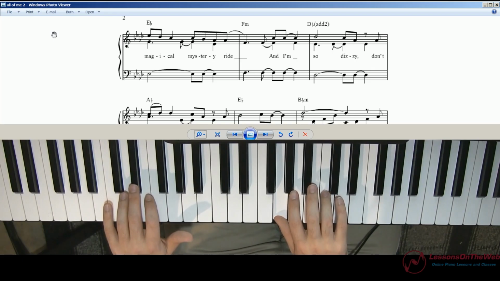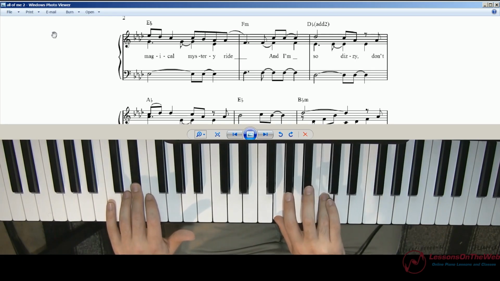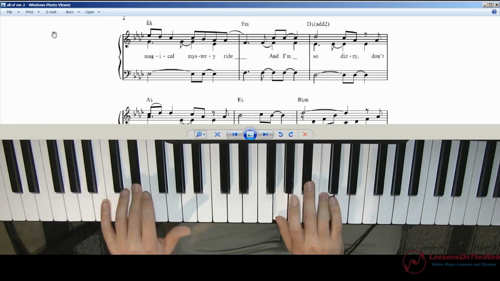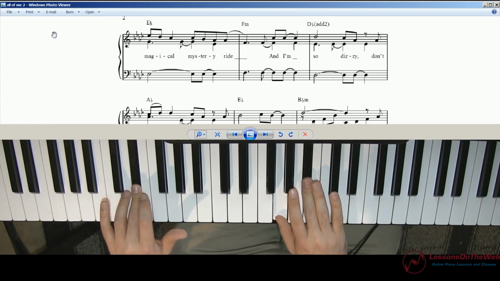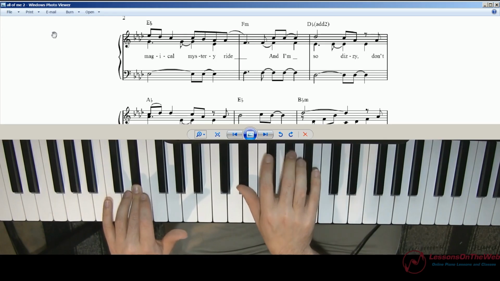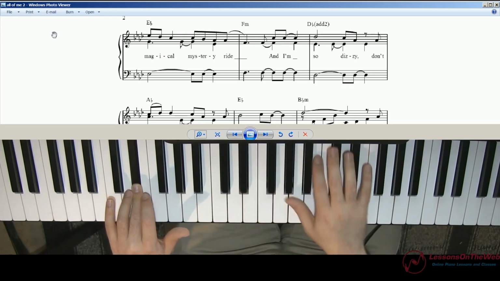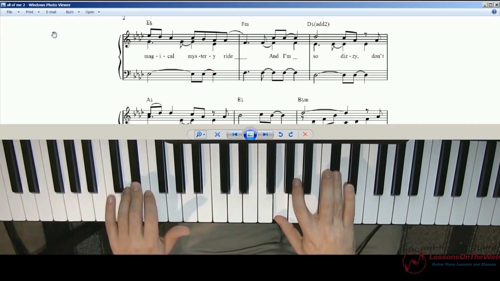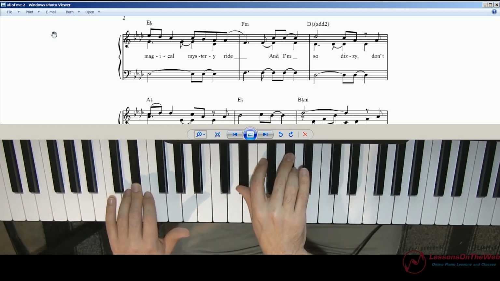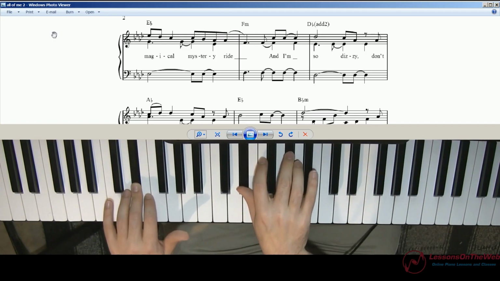For the word mystery, for "mis," you have an E flat with your left hand and C with your right hand. And for "ter," you have E flat with your left hand, B flat with your right hand. And then for the "ry," on mystery, you have E flat and A. E, and then "ride" is A flat. So that whole measure, you have magical, mystery, ride.